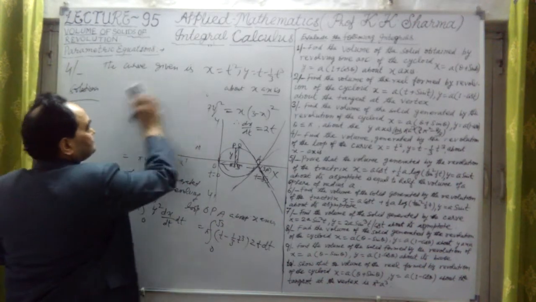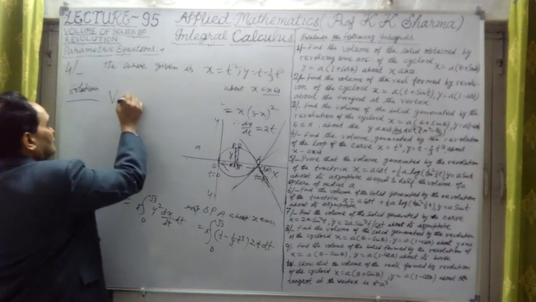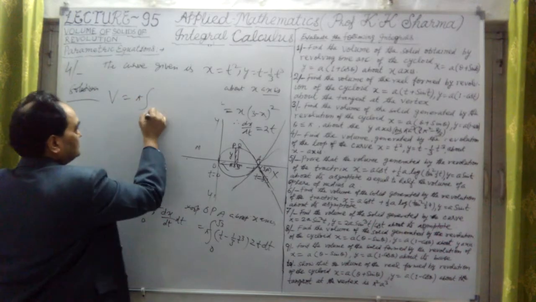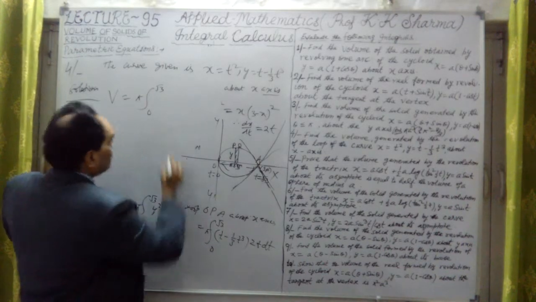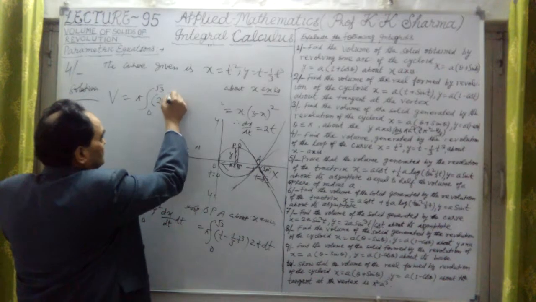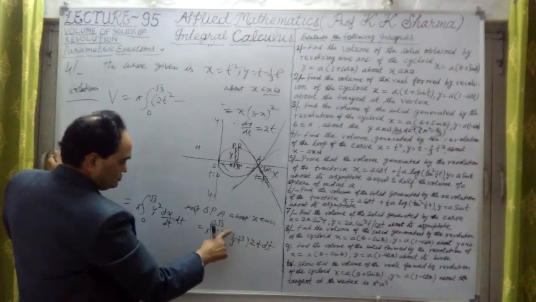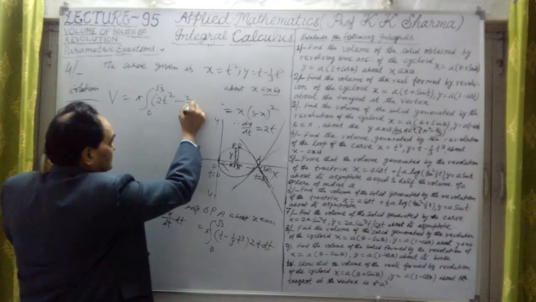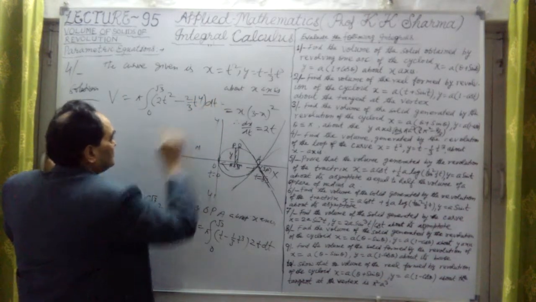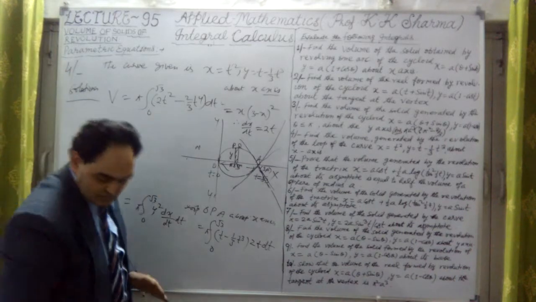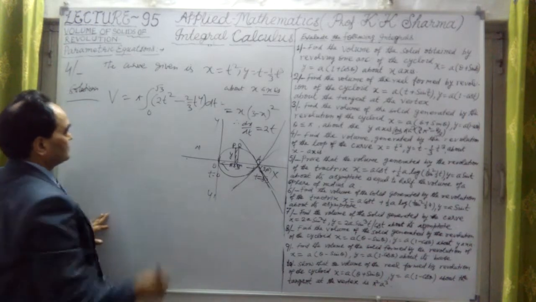Therefore, the volume of the solid obtained from 0 to root 3. Now, if I multiply by 2t inside, the first step will be 2t into t, that means 2t square. Third minus second step is 2 into 1/3, which means 2 by 3, t cube into t, that means t^4, into dt. Now this can be integrated separately, no problem at all.